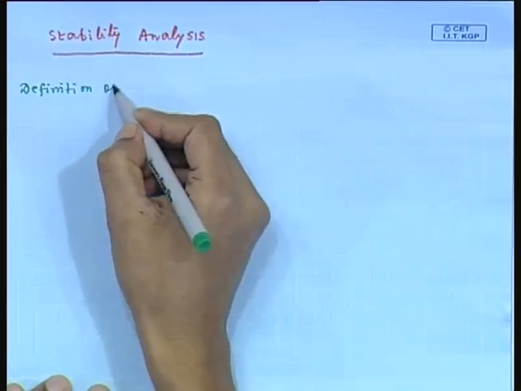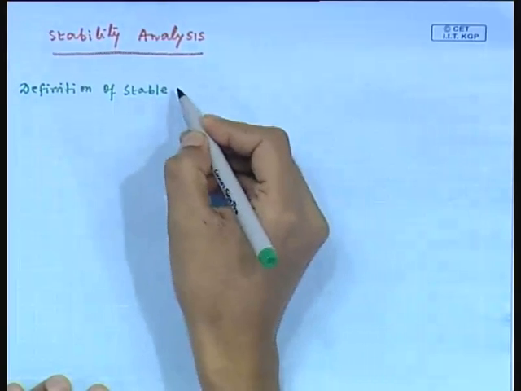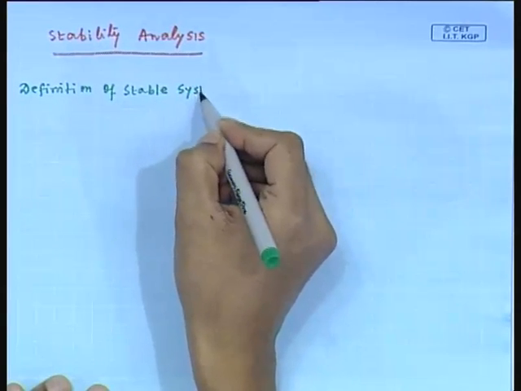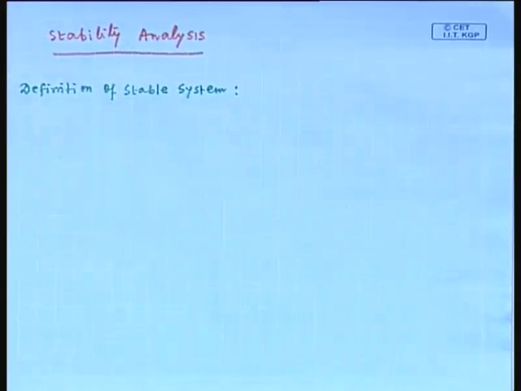Definition of stable system. A dynamic system is said to be stable when for all bounded inputs the dynamic system provides bounded outputs.